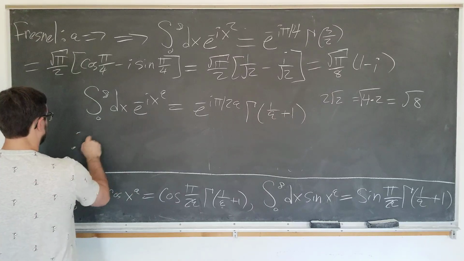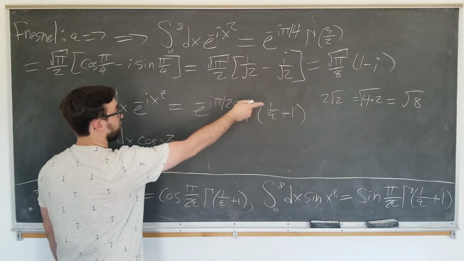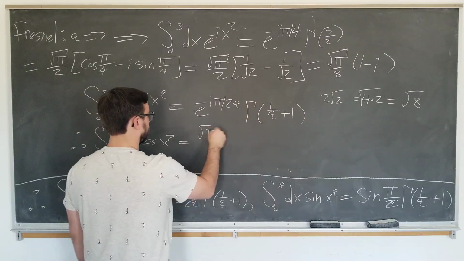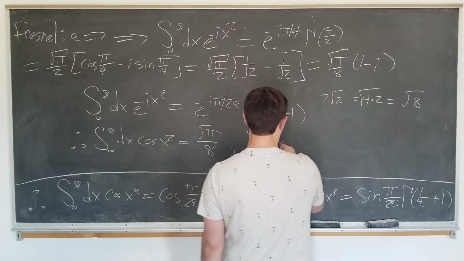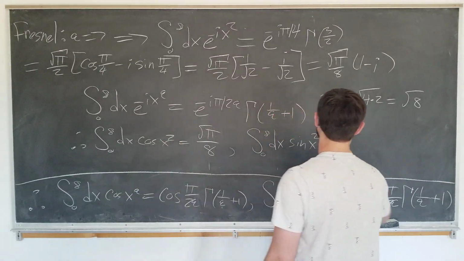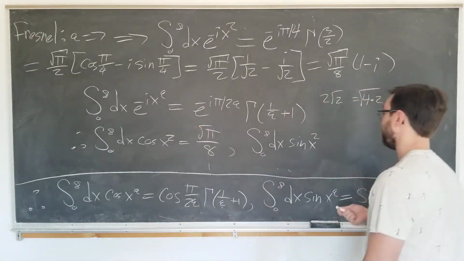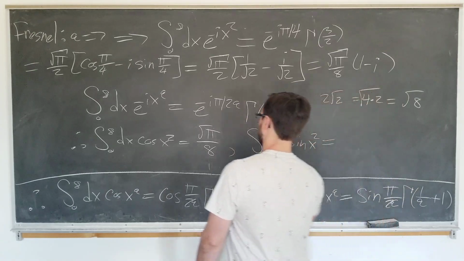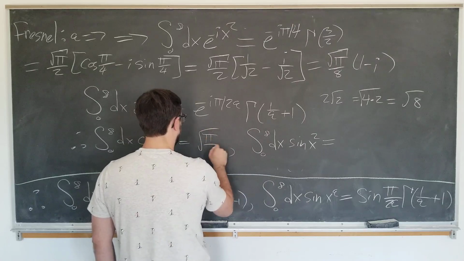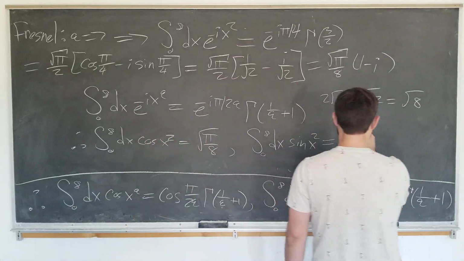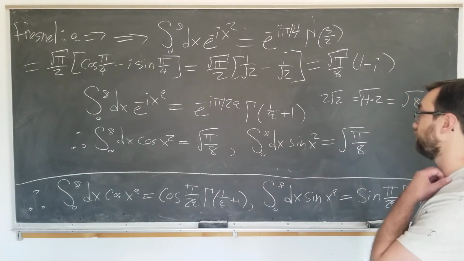So the integral from 0 to infinity dx of cosine x squared is equal to the real part, square root of pi over 8. And the integral from 0 to infinity of sine of x squared is equal to minus the imaginary part, because the original integral has a minus sign in it, which is equal to the square root of pi over 8 as well. Wrong way, the 8 goes inside. Very famous number, square root of pi over 8. So it definitely simplifies in the case of the Fresnel integrals to the values that we know.